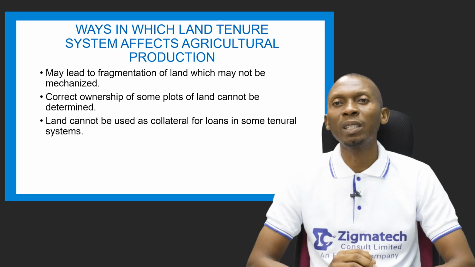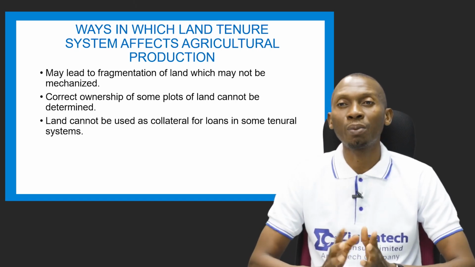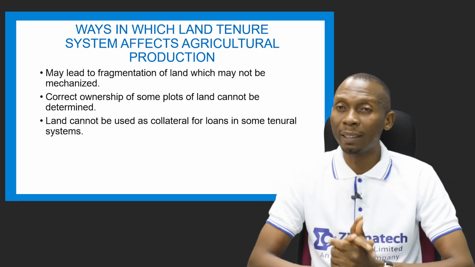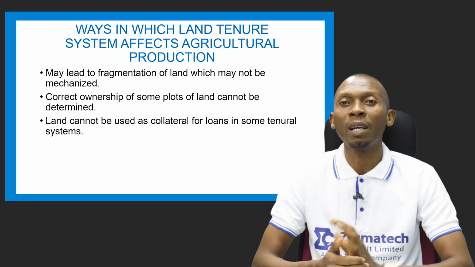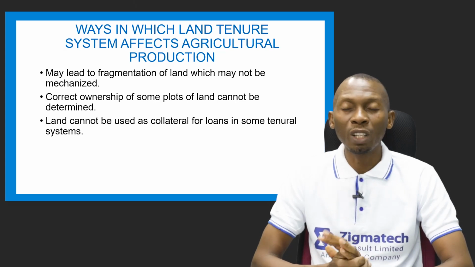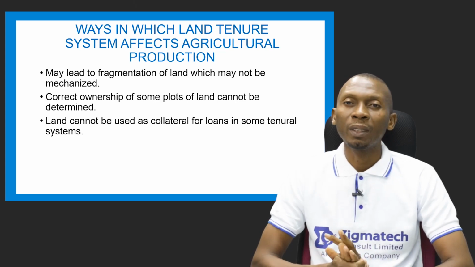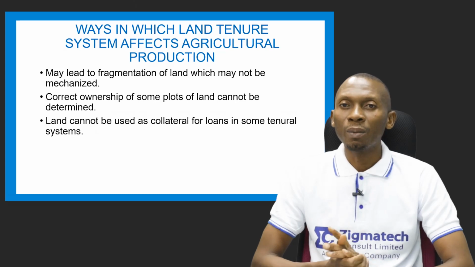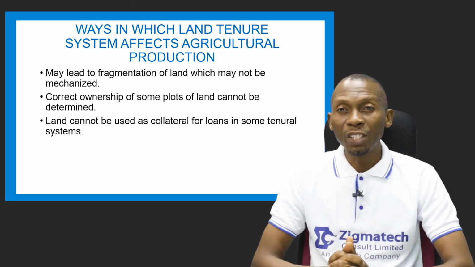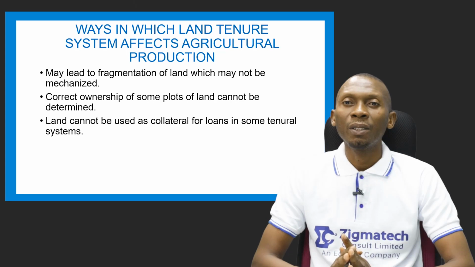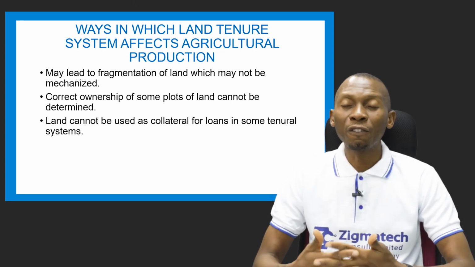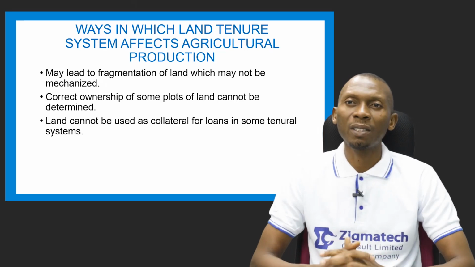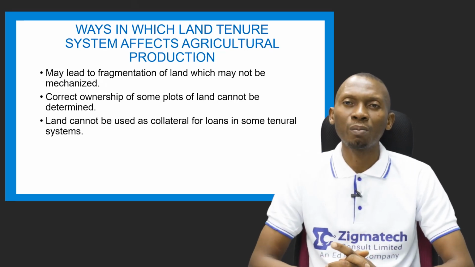Let's look at the ways in which the land tenure system affects agricultural production. Generally, all the land tenure systems, the communal, the individual, under the individual we have different types: tenants at the will of government, land tenure by rent, land tenure by inheritance, by gift or pledge. These various land tenure systems, how do they affect agricultural production?